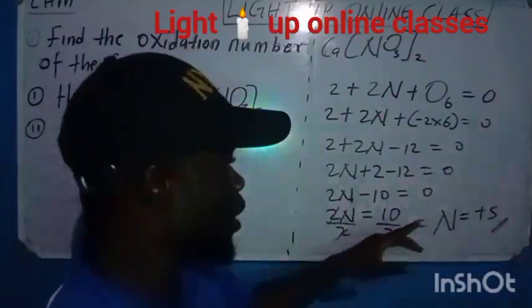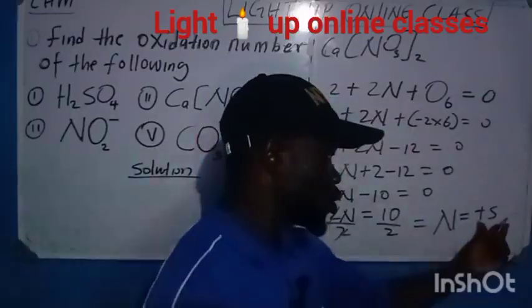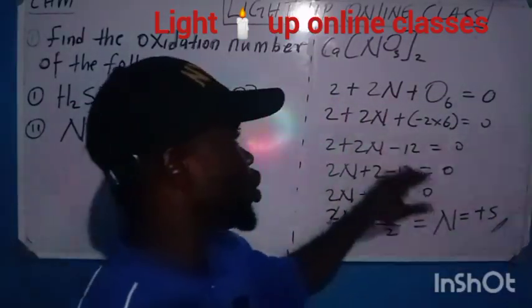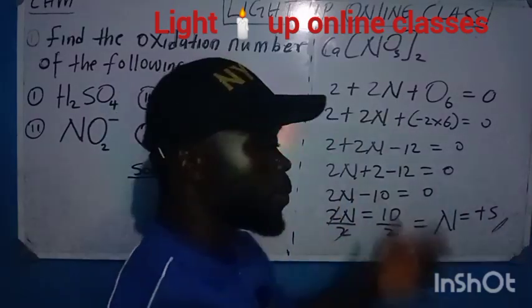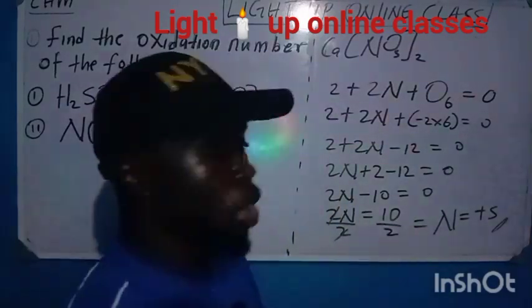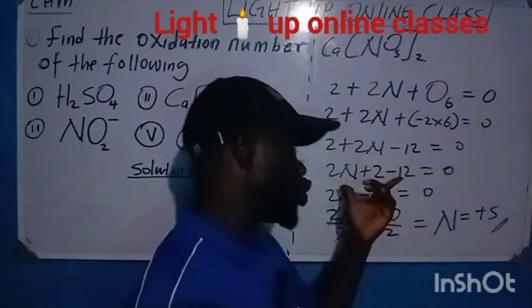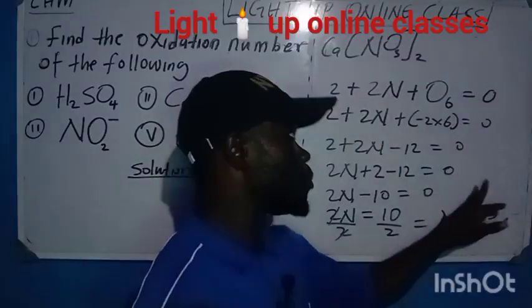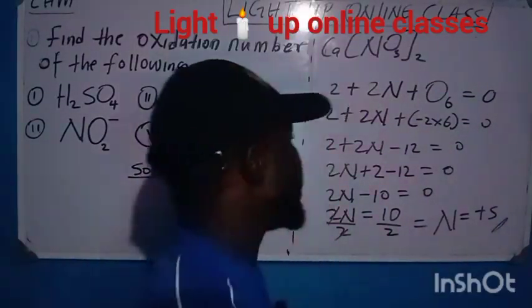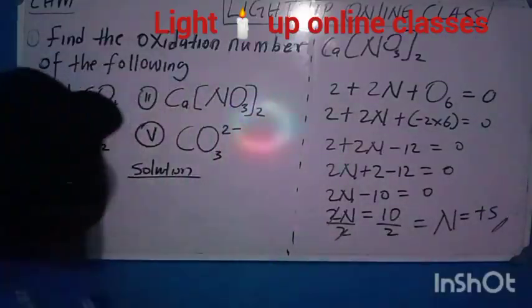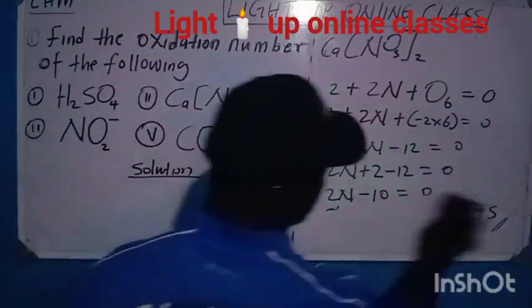And if you want to test it, substitute the value of nitrogen anywhere around here and sum up again. You discover that the sum of the oxidation numbers for all the elements will be equal to 0 because it's a neutral compound. Now let's look at this other one, number 3.